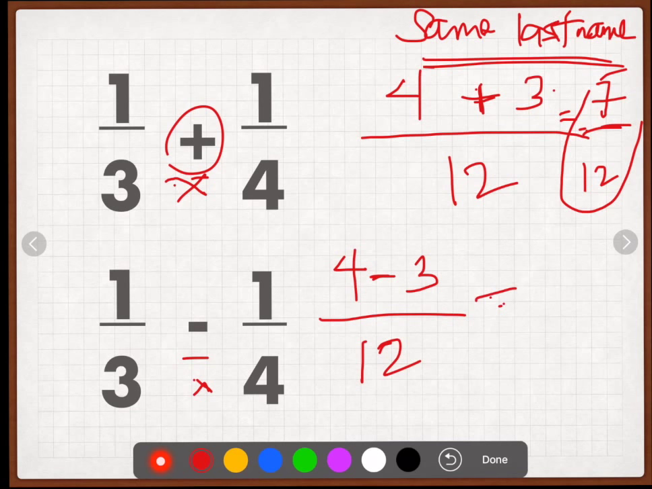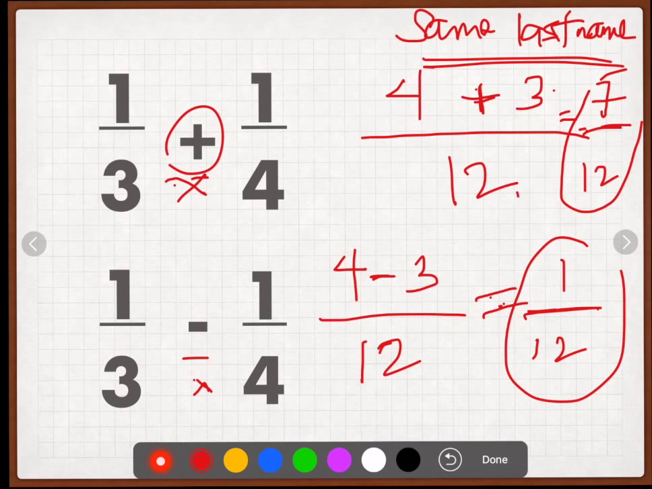That would give you 1. So, 1 over 12. The answer is 1 over 12. Which makes sense kasi mas marami yung addition kaysa sa subtraction. Again, anong rule? Same last name kapag addition or subtraction.